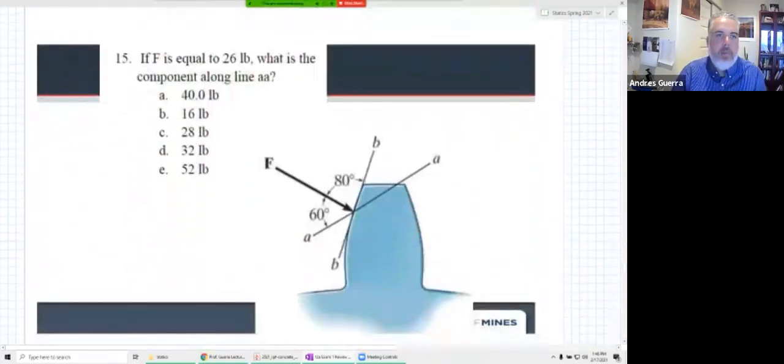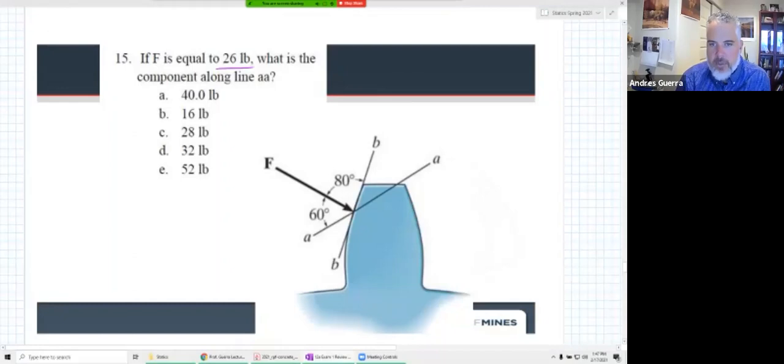Okay, now we're stepping back here to the beginning of the semester, where we have these parallelograms. This was actually a homework problem, and sometimes we do that. We'll grab a homework problem and throw it on there, so the homework is definitely good to look at. Our process for these ones, if we have this F of 26 pounds, what is the component along line AA?